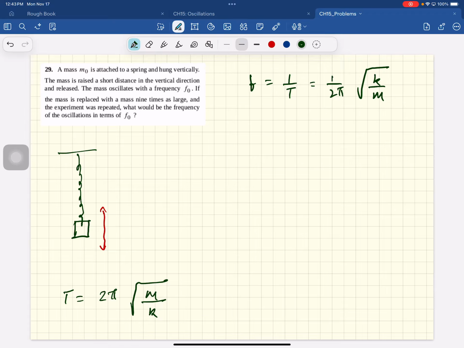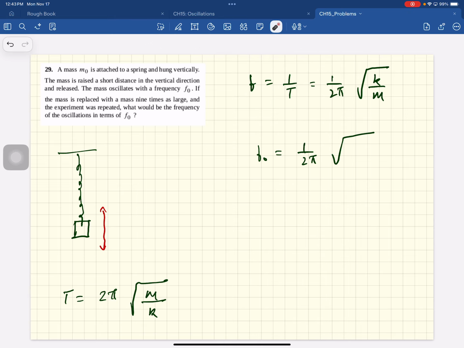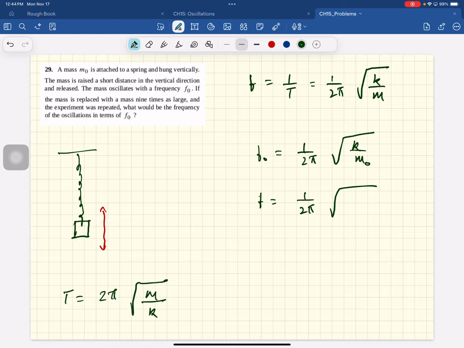So what you have is, this is the initial period with mass m naught, and then you want the frequency. So f naught is 1 over 2 pi. So you see, as you increase the mass, the frequency decreases. So f naught is 1 over 2 pi root k over m naught, and f is 1 over 2 pi root k over 9 m naught.